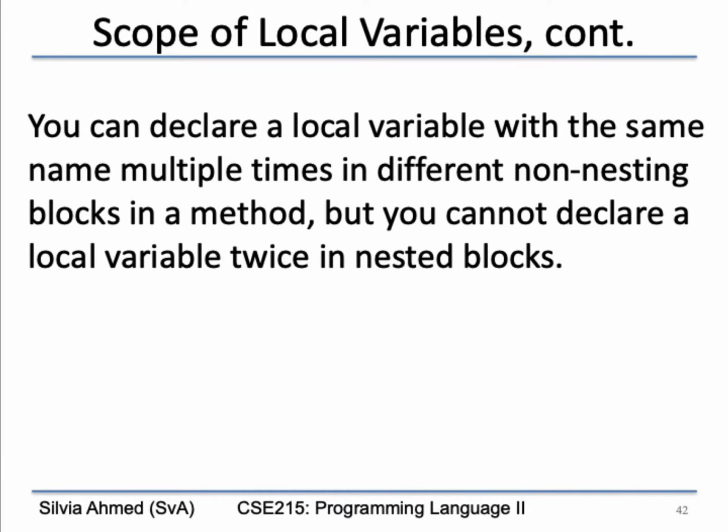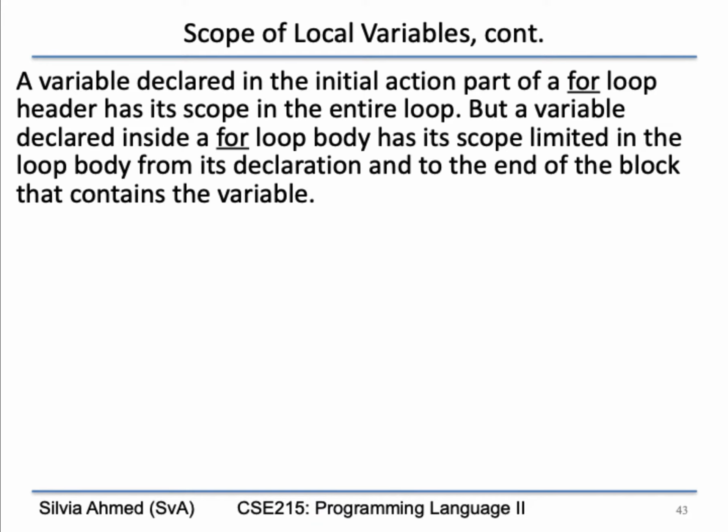So you can declare a local variable with the same name multiple times, but in different non-nesting blocks in a method. But you cannot declare a local variable twice in a nested block. So let's look at an example with a for loop.